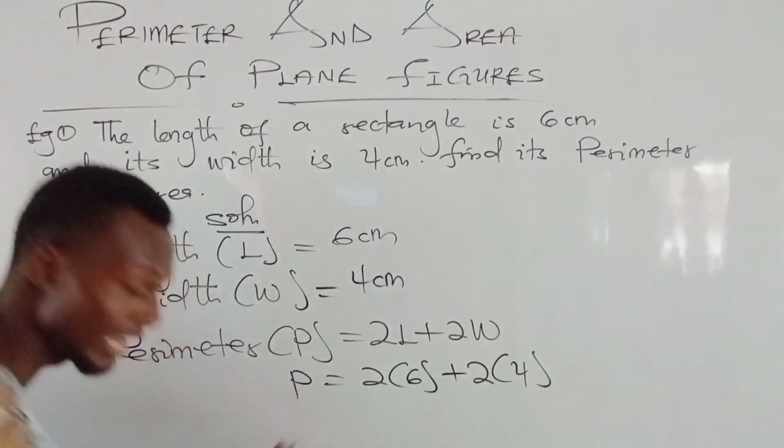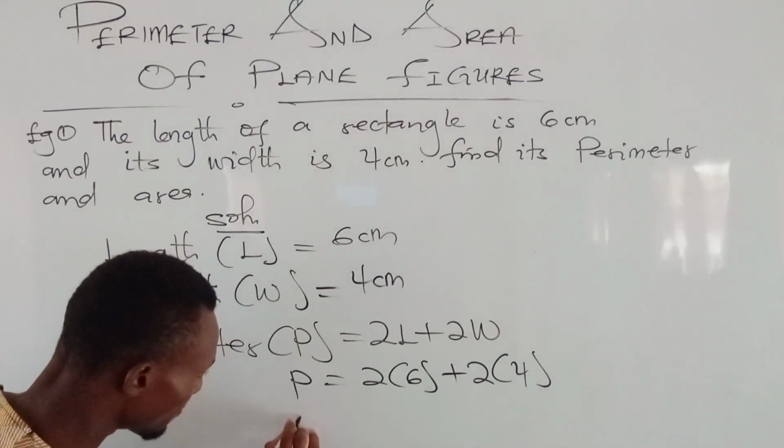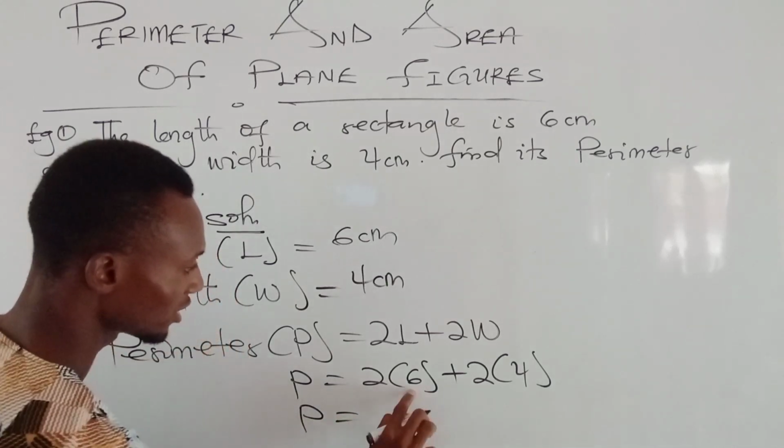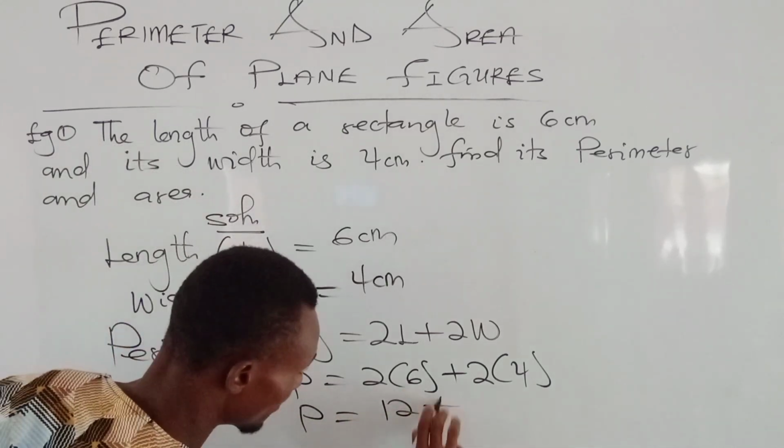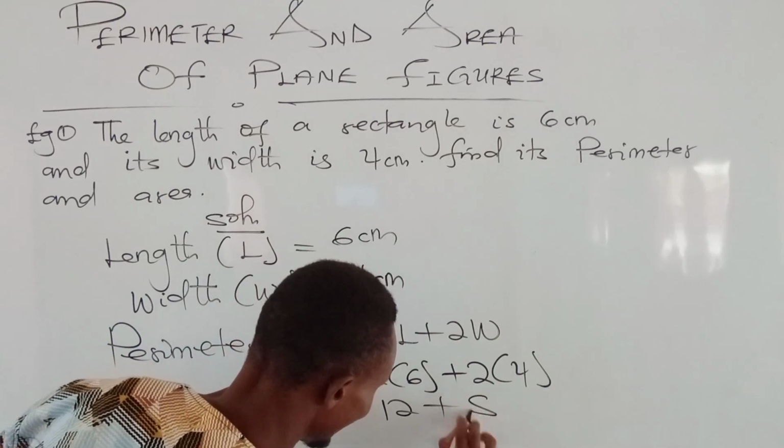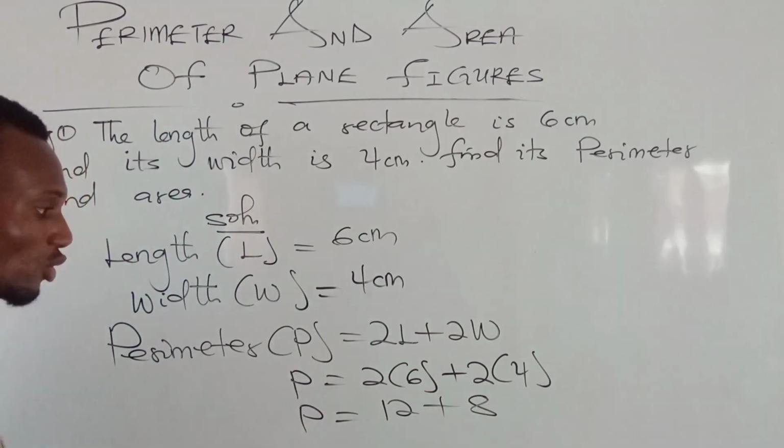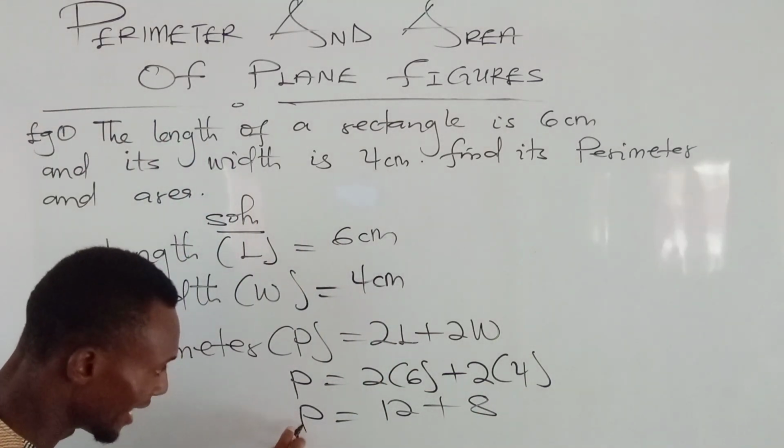So now let's go ahead and simplify further. My P will be equal to 2 times 6, 12, plus 2 times 4, 8. Now let's go ahead and write down our final answer.